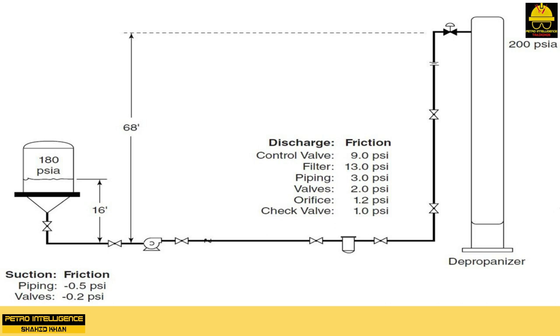The discharge of the pump is lined up through a series of gate valves, a check valve, a filter, an orifice, and a control valve. The discharge line contains a liquid leg of propane, 68 feet high.